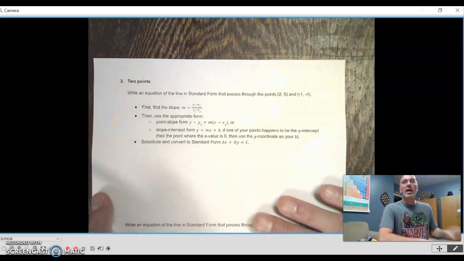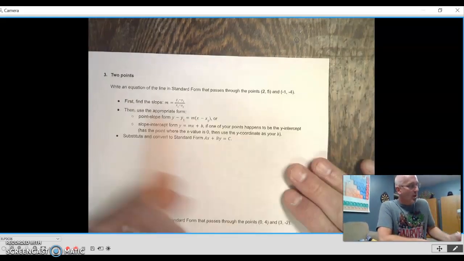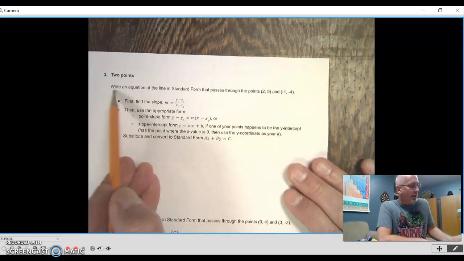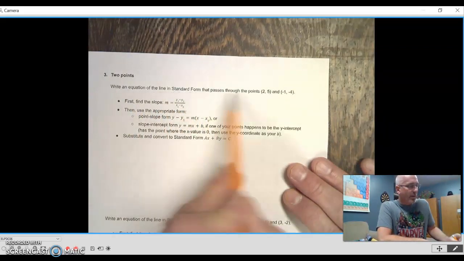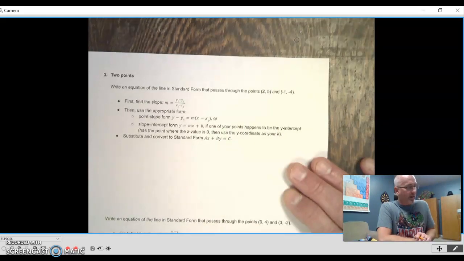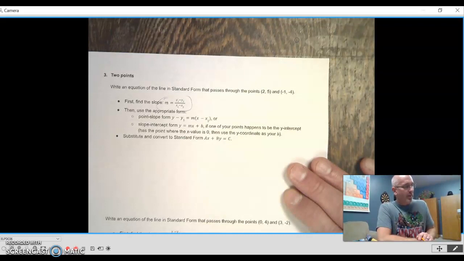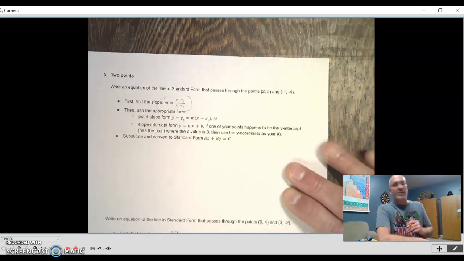Then we will have a problem where we're given 2 points, and we need to figure out the equation of that line. Okay, so the problem now is write an equation of the line in standard form that passes through the points (2, 5) and (-1, -4). So the first thing we need to do is find our slope, and that is rise over run, or the difference of the y's over the difference of the x's.